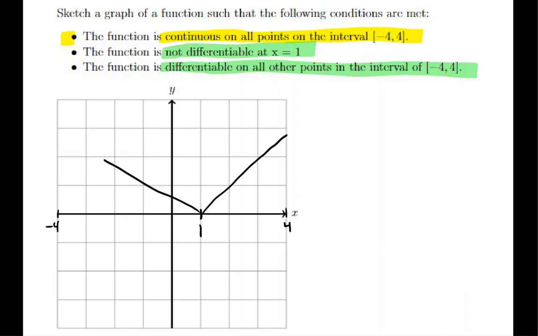So for instance, something like this would work because it's continuous everywhere, but not differentiable at 1, because notice we don't have a unique tangent line at x equals 1 because of our corner or cusp. So just something like that would work. There's a lot of possible ways you could draw a graph that would fit these criteria.